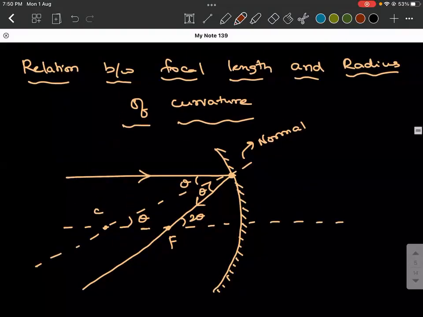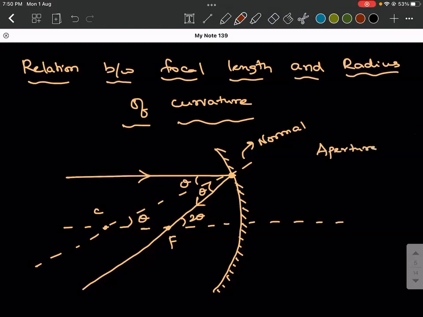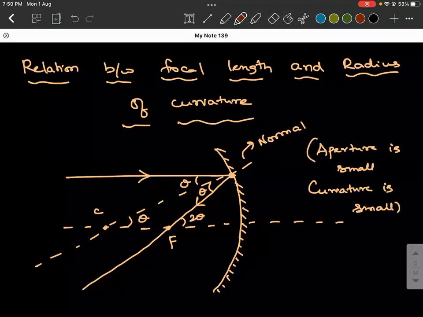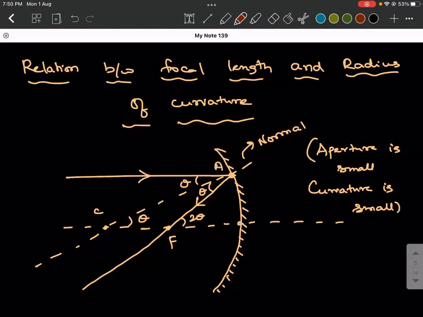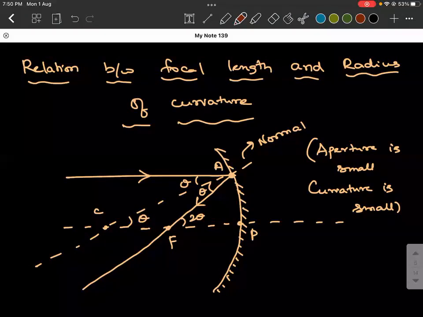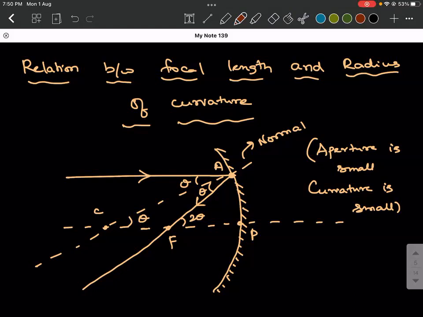Now, when you're doing this derivation, the first thing that you need to have in your mind is that the aperture is small. When the aperture is small, then you can say that the curvature is small. Are you able to understand what I'm trying to say? What is the curvature? If I take this as A and this as P, AP is looking like a curve, right? But actually, this is a zoomed version of the mirror that I've taken. The point A is actually close to the principal axis.